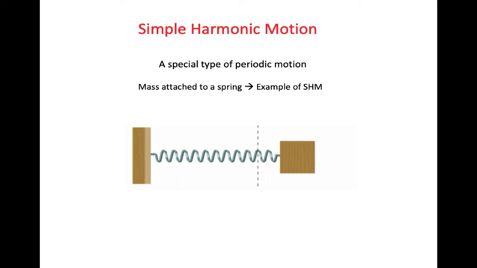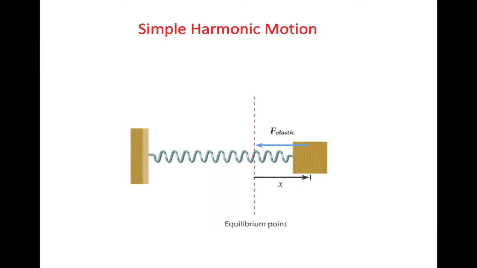Simple harmonic motion is a special type of periodic motion. To understand what it means, we consider a mass spring system as an example. It is a mass attached to a spring oscillating on a horizontal frictionless surface. What force is responsible for the oscillating motion of the mass spring system?